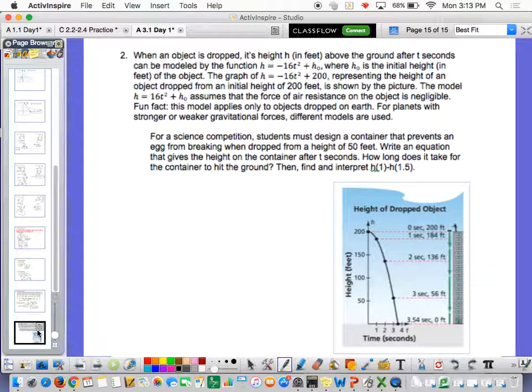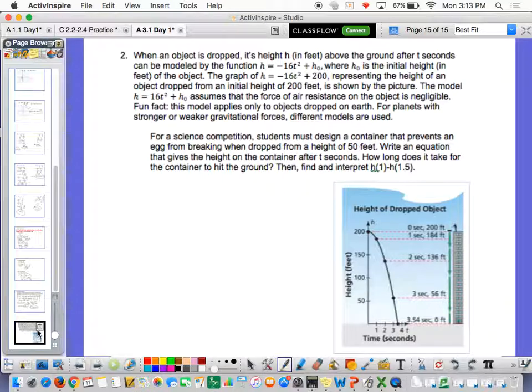And fun fact, this model applies only to objects dropped on Earth. For planets with stronger or weaker gravitational forces, different models are used. So if you drop something on Mars, it's obviously going to fall differently. Or if you drop something on the moon, it's going to fall differently too. Okay, so this is only on Earth. I don't know why you're dropping something off a 200-story building on Mars, but to each his own.